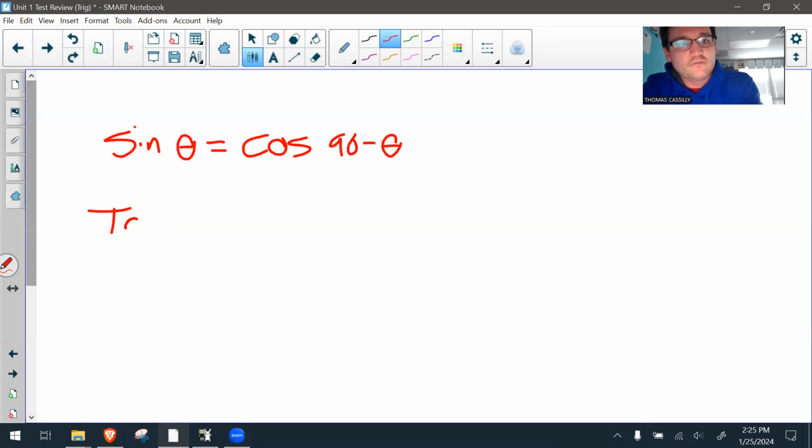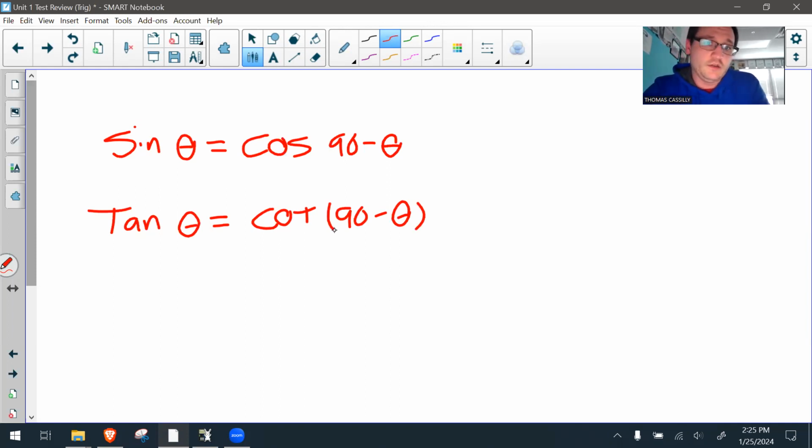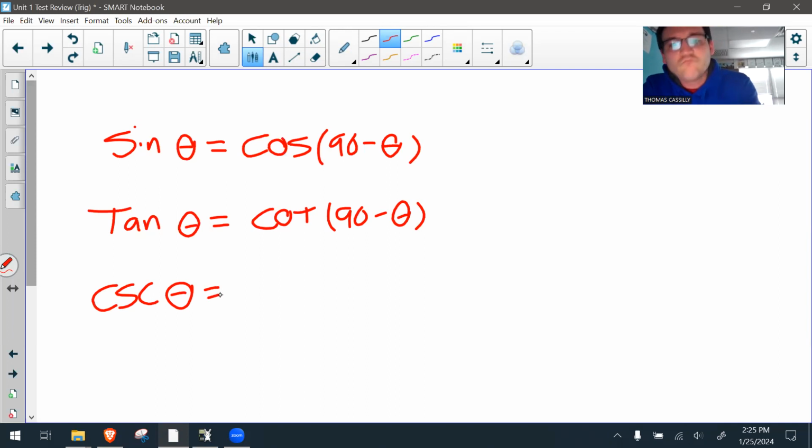The tangent of theta is equal to the cotangent of 90 minus theta, right? So if we have the tangent of 30, then the cotangent of 60. Those are going to be equal. And let's see, the last one was the reciprocals. What do we have here? We have the cosecant. The cosecant of theta is equal to the secant of 90 minus theta. All right, so if the cosecant is 20, then the secant is 70. Those are going to be equal.